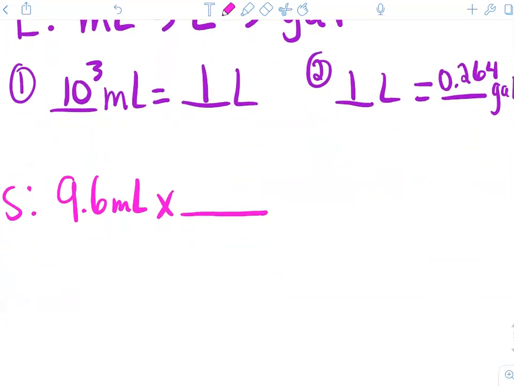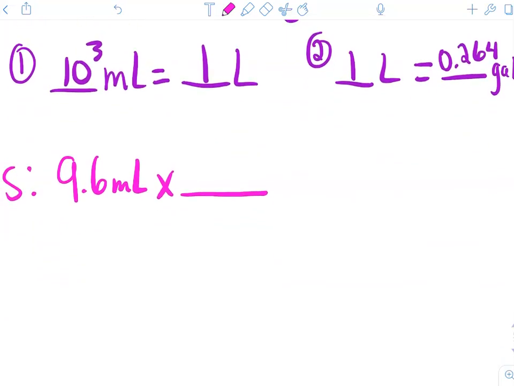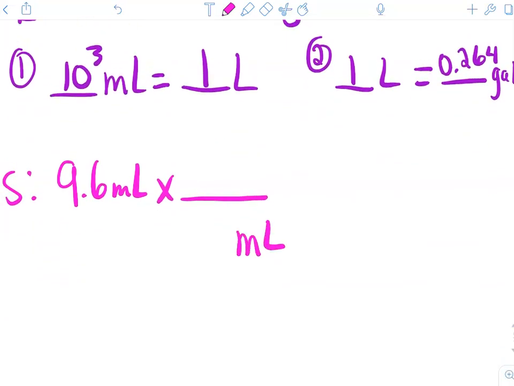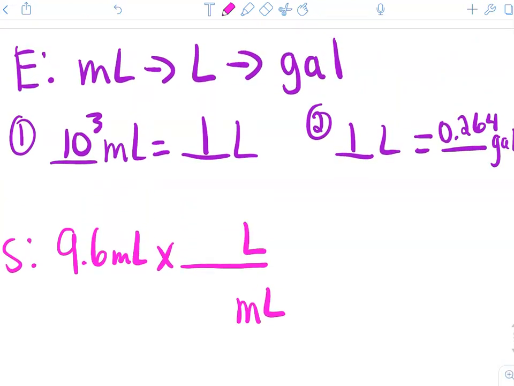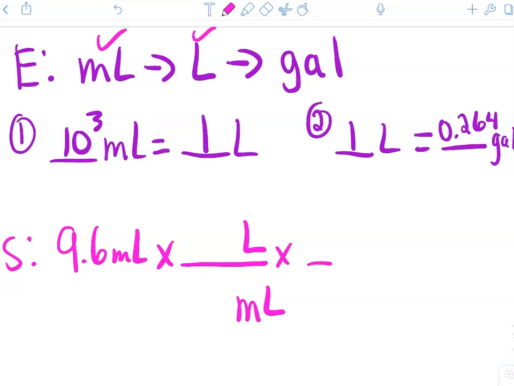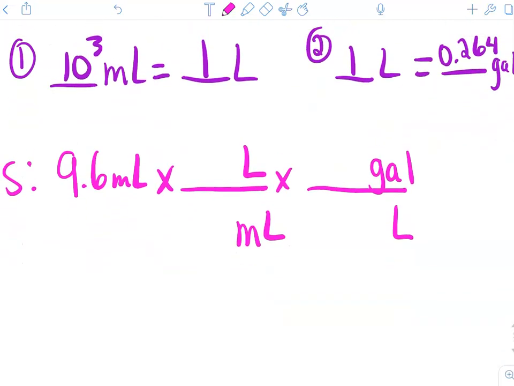So we're going to start with our given. If the unit of milliliter is on the top, then the unit of milliliter has to be on the bottom. And the thing I'm trying to get to is liters, so it goes on the top. And now, if liter is the unit on the top, liter has to be the unit on the bottom. And then the unit I'm trying to get to is the gallon, so it is now on the top. And then we just plug in. So here's 1, 10 to the third, 1, 0.264.